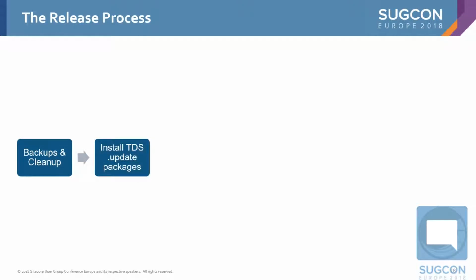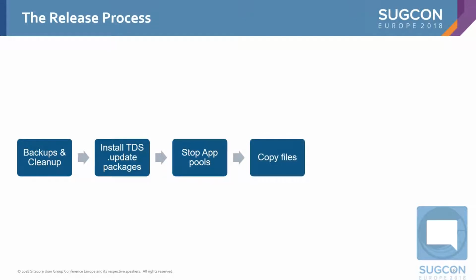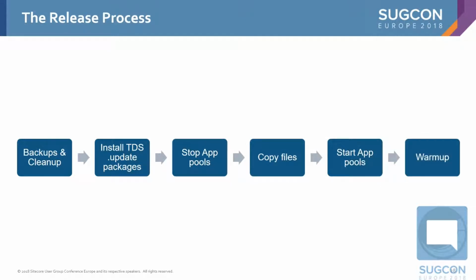Now we come to the release process. Same thing happens. Very simple, backups and cleanup. It's the first thing we do so that our environment is clean. Then we install the TDS update packages on top of the Sitecore instance. We stop the app pools. We copy the files, we start up the app pools again, and then we do a warm-up script. So we load up the instance, make sure it's there, everything's published, everything's fine.